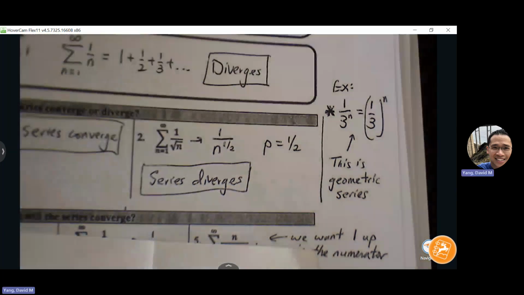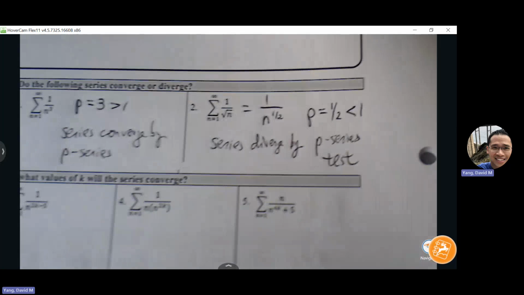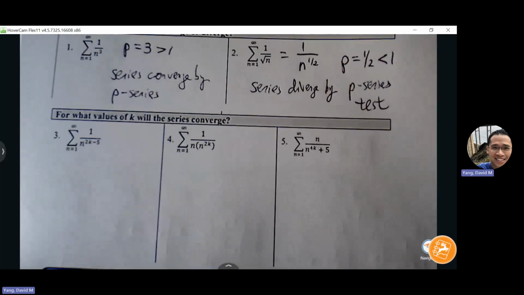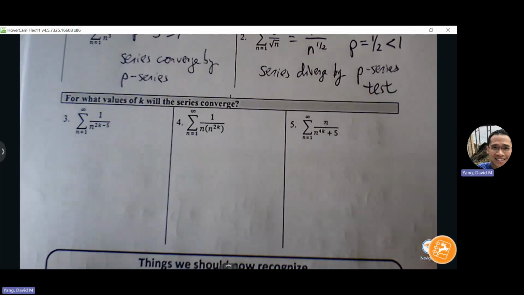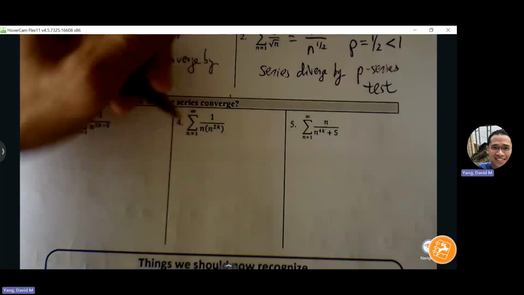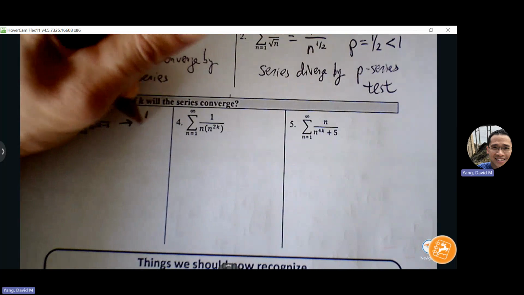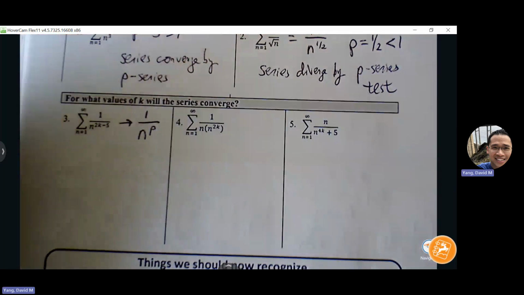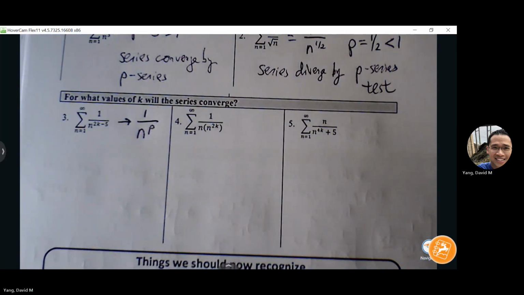Okay, let's look at number 3 here. Number 3 says, for what values of k will the series converge? Okay. So we want to basically fit into this mold of 1 over n to the p. So we know what the condition is, right? My p-value has to be what if my series is going to converge? Greater than 1.